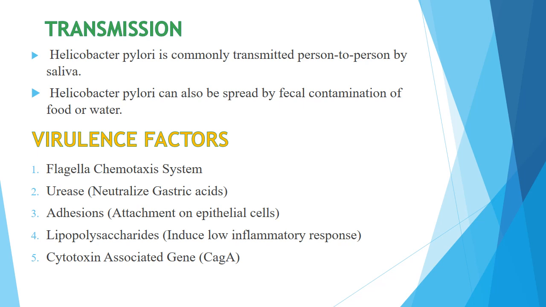Helicobacter pylori is transmitted from person to person by saliva or by fecal contamination of food and water materials. The factors responsible for the virulence of Helicobacter pylori are flagella for movement, urease, an enzyme which neutralizes the gastric acids, adhesion molecule which supports attachment, lipopolysaccharides which induce the inflammatory response. The last one is the cytotoxin associated gene which attacks the neutrophil and contributes to gastric ulcers.